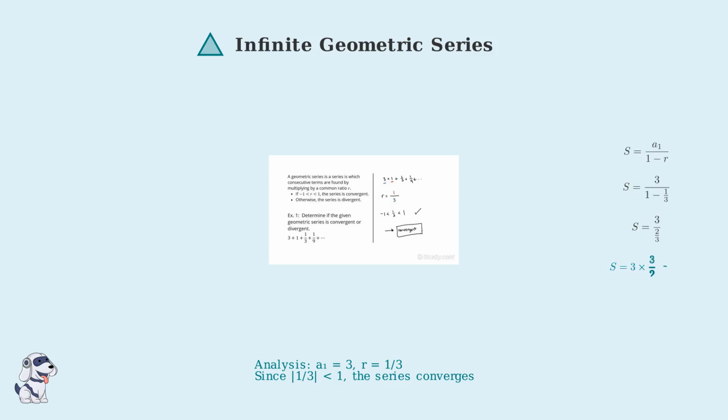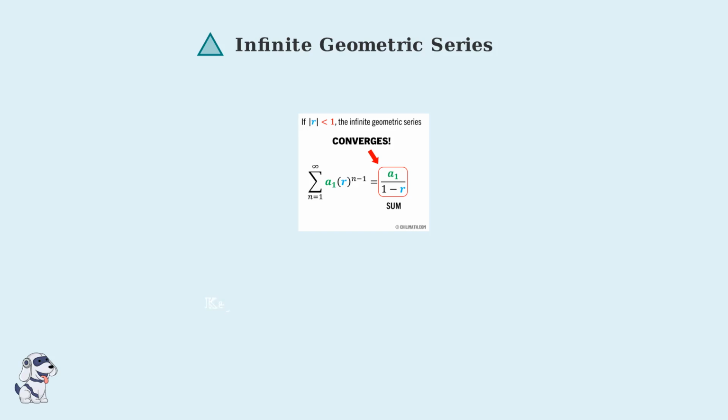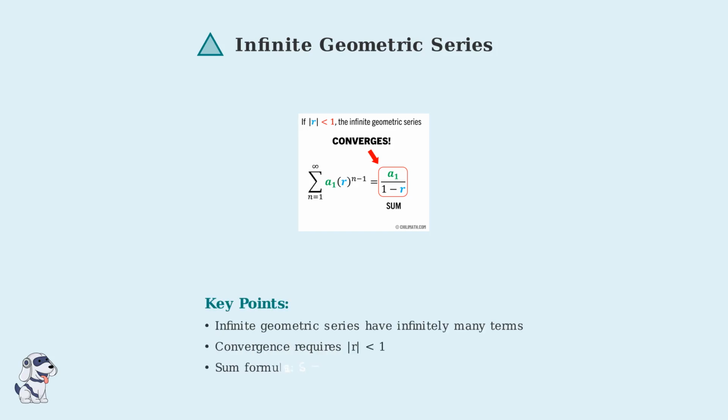Using S equals a1 divided by 1 minus r, we get S equals 3 divided by 1 minus 1/3, which equals 3 divided by 2/3, giving us a final sum of 4.5. This means that if we could add up all infinitely many terms of this series, the total would be exactly 4.5. This is the power of infinite geometric series. They can converge to precise, finite values.